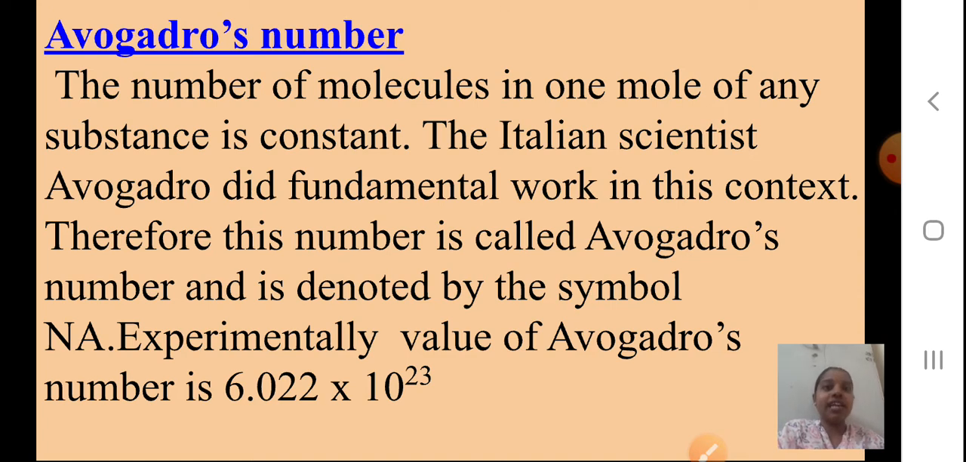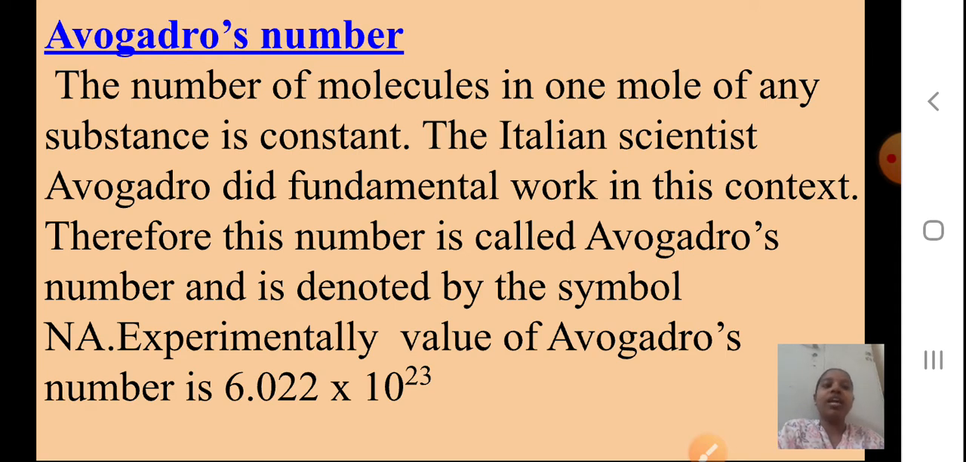The Italian scientist Avogadro did fundamental work in this context. Therefore, this number is called Avogadro's number, as he found it out. It is indicated by the symbol Na. Experimentally, the value of Avogadro's number is 6.022 into 10 raised to 23. This is the experimental value. Everywhere it is used as this only.